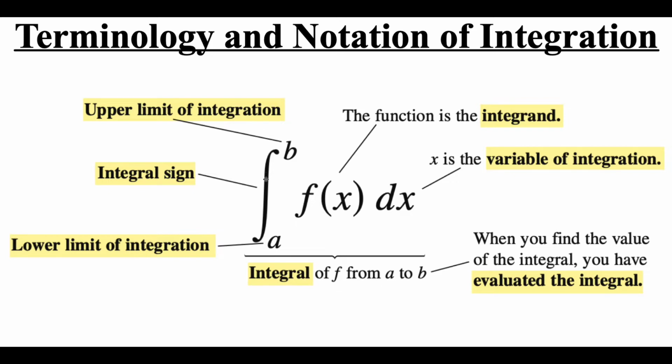This elongated s symbol is our symbol for the integral. The a value at the bottom is the lower limit of the integration. The b value at the top is the upper limit of the integration. The function that we're dealing with is called the integrand. X is our variable in here since we're looking at this f of x dx, so that's our variable of integration. And when we find the value of the integral, we can say that we have evaluated the integral.